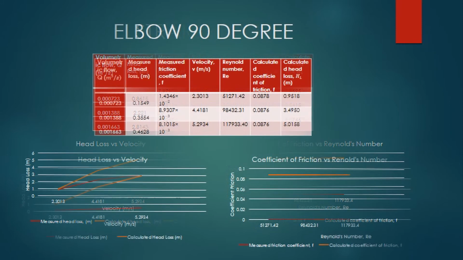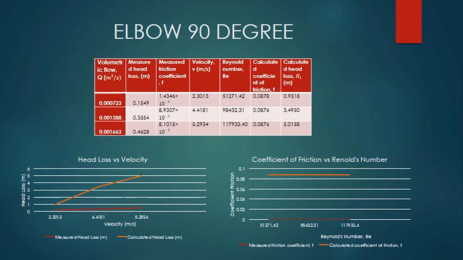Next, we go for the elbow 90 degree. So as you can see from the data and also from the graph, we can see that when velocity increases, the head loss calculated and measured for the elbow 90 degrees increase because of the flow rate increase.